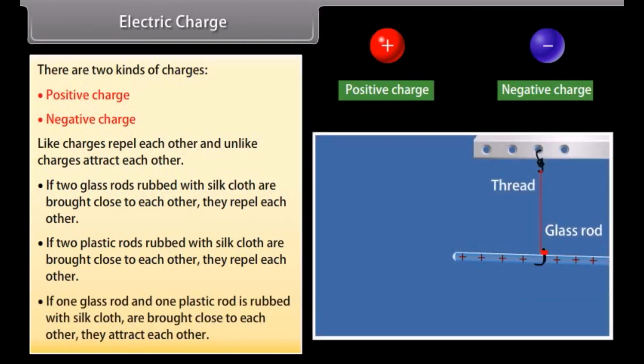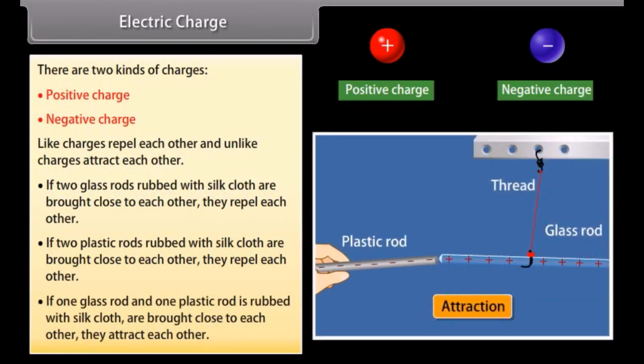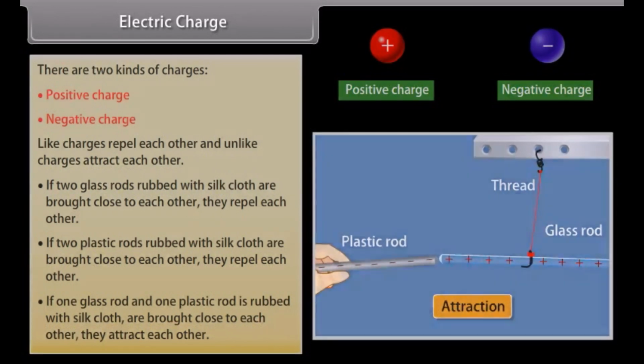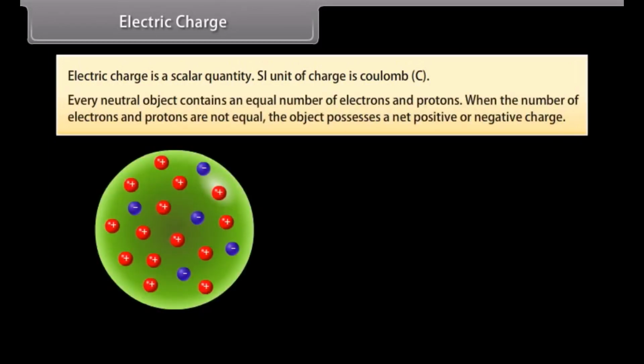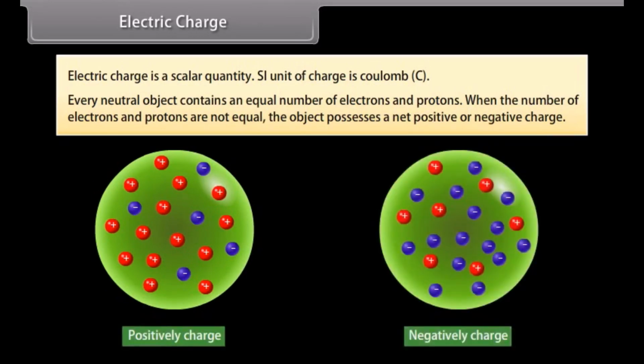If one glass rod and one plastic rod, rubbed with silk cloth, are brought close to each other, they attract each other. Electric charge is a scalar quantity. SI unit of charge is coulomb. Every neutral object contains an equal number of electrons and protons. When the number of electrons and protons are not equal, the object possesses a net positive or negative charge.